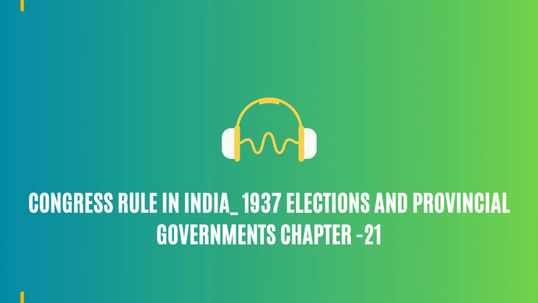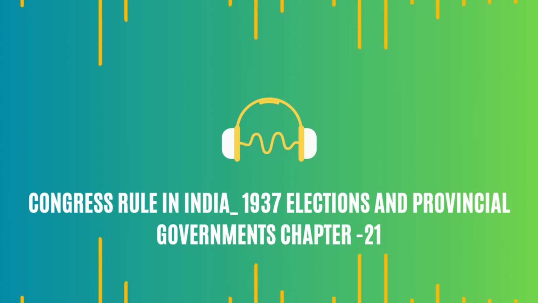So this is where those seeds of partition we talked about earlier really start to take root. Yes. It's a reminder that global events can have unexpected consequences on local and regional dynamics. The Congress resignations, while a symbol of resistance, also exposed this growing divide between the Congress and the Muslim League, which would eventually lead to the creation of India and Pakistan. Exactly. It's inspiring to see the Congress stand up for their principles, but it's also heartbreaking to see those seeds of division being sown. It is a complex period.